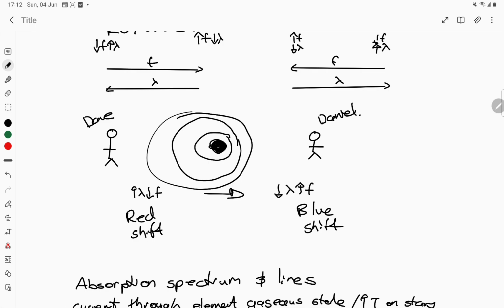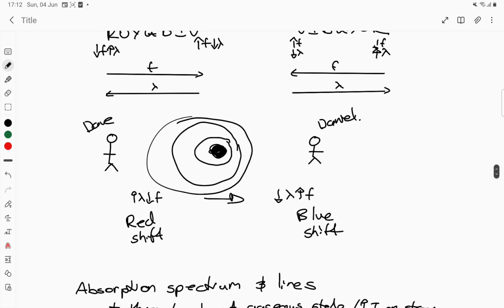So Daniel will see more of a blue tinge coming in, and Dave will see an orange, yellow, orange, red tinge. But they're both looking at the same light source. So that's the idea here. It's the same as sound, just instead of pitch, we're working with colors.